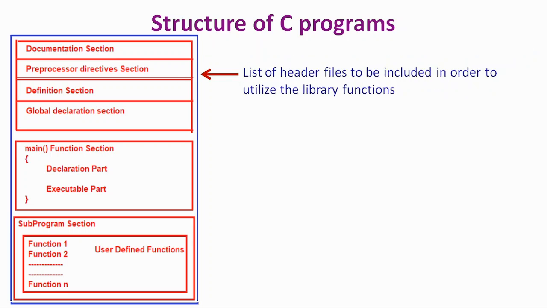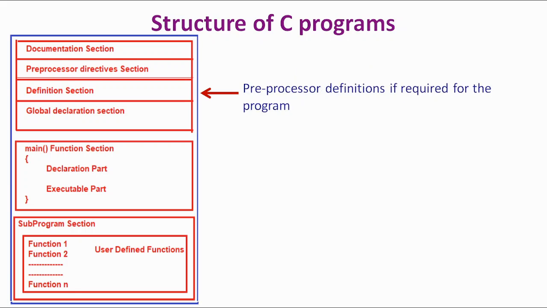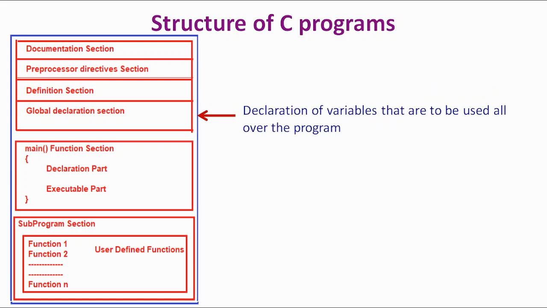The second section contains the header files needed for the program whose functions are used in the program. Some programs may contain preprocessor definitions. If they are required in the program, then they must be provided here. As we have seen already, global variables must be declared outside of all the functions so that they are accessible from all the functions of the program. Generally, they are declared above the main function.